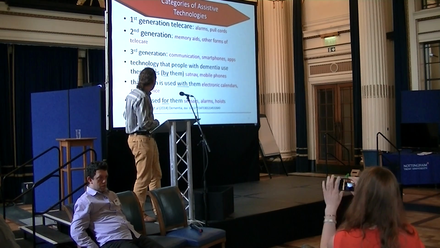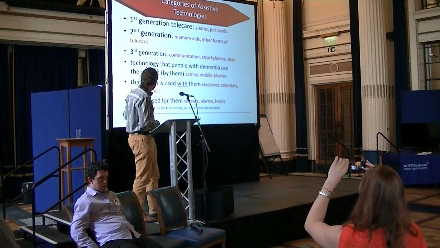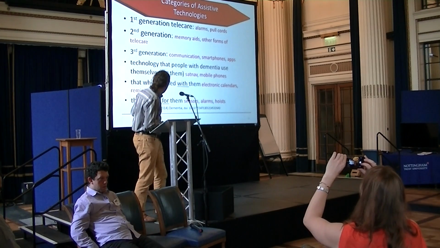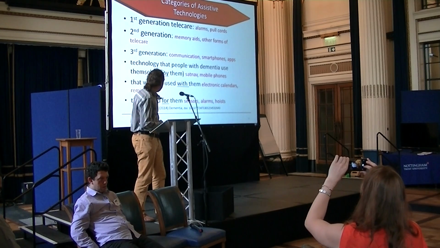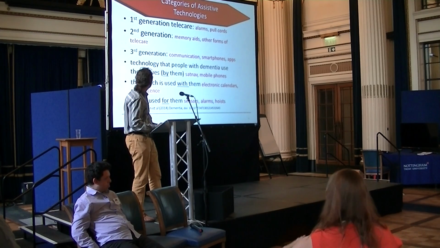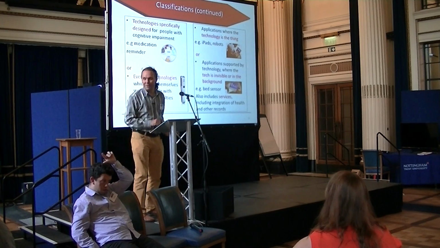And then perhaps these are the things that are often thought of as the assistive technologies, things that are used on them, not for them: sensors, alarms, and even physical devices like hoists. That's one way of thinking about it. And then here's yet two more ways of thinking about technology.